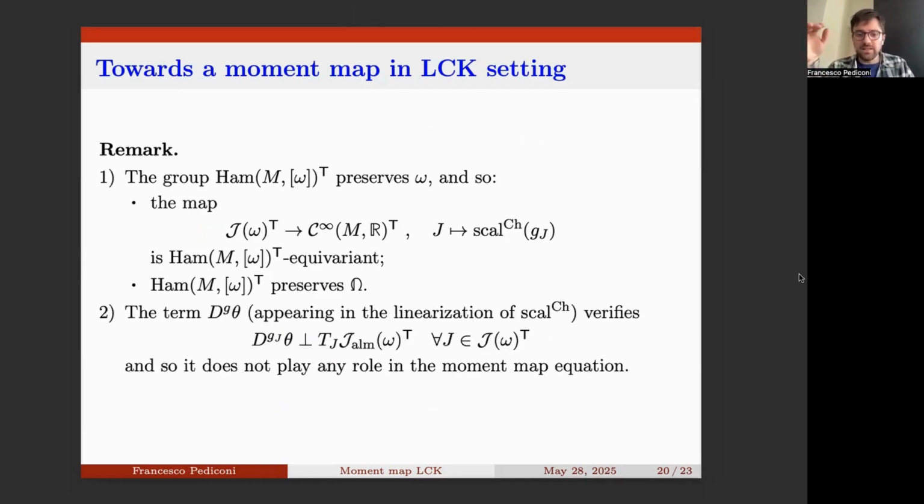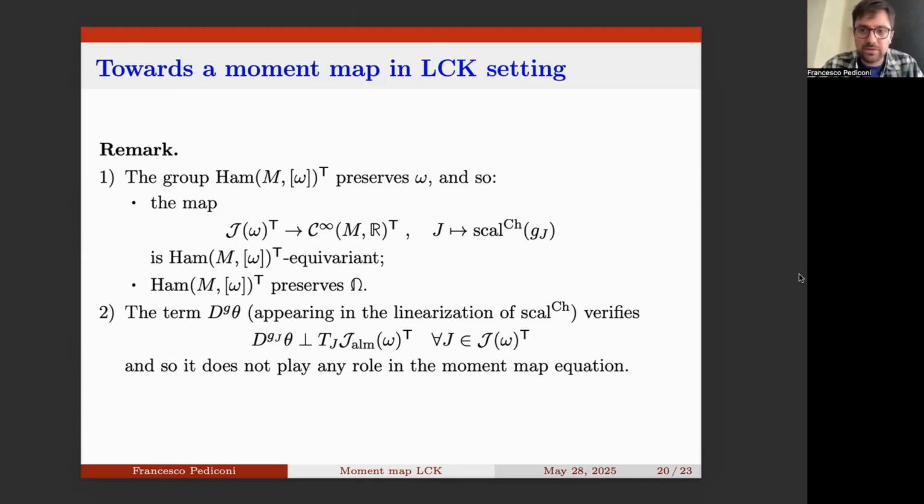And not only that, but the problematic term that appears in the linearization of the Chern scalar curvature turns out to be orthogonal to the tangent space of those complex structures that are T invariant. And so in particular, it plays no role at all in the moment map equation. So we get rid of it.